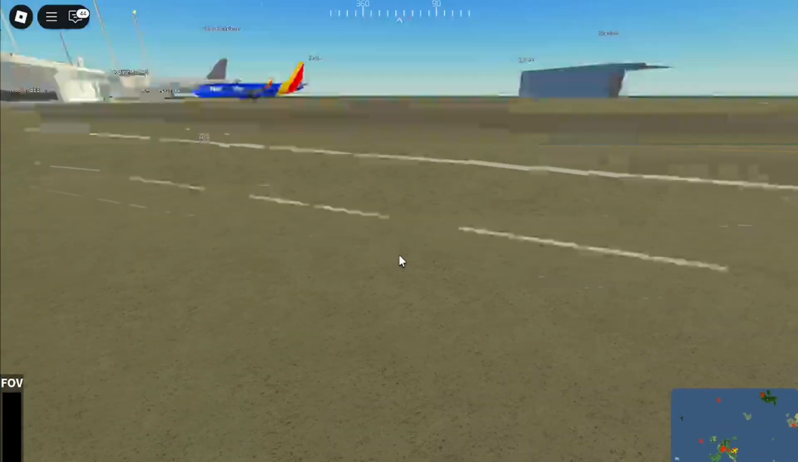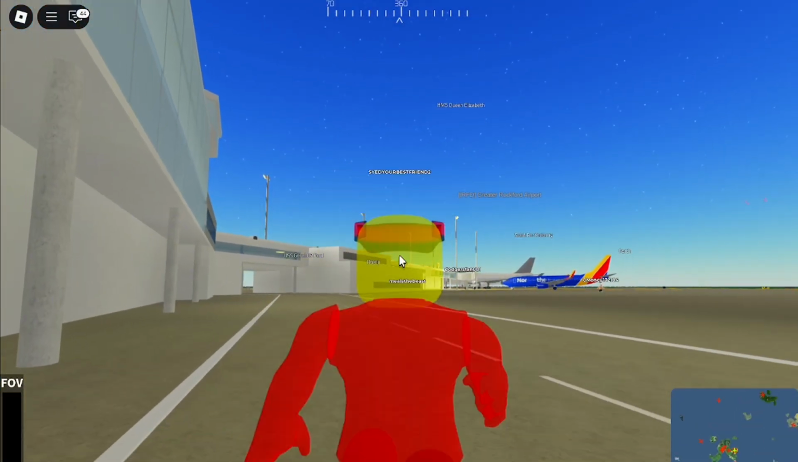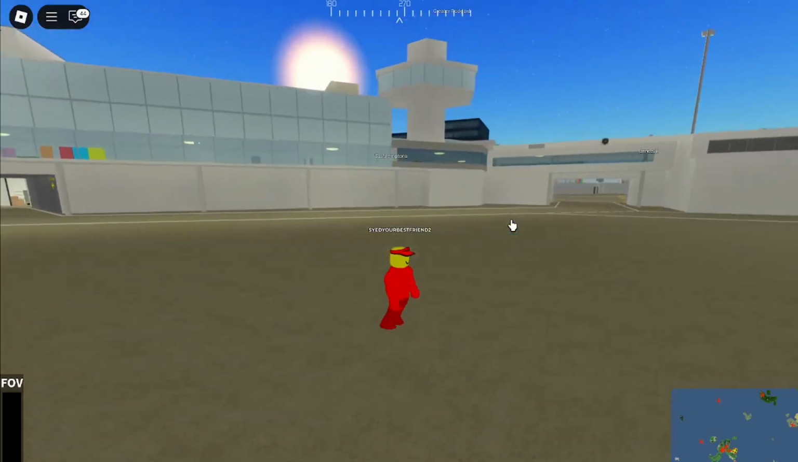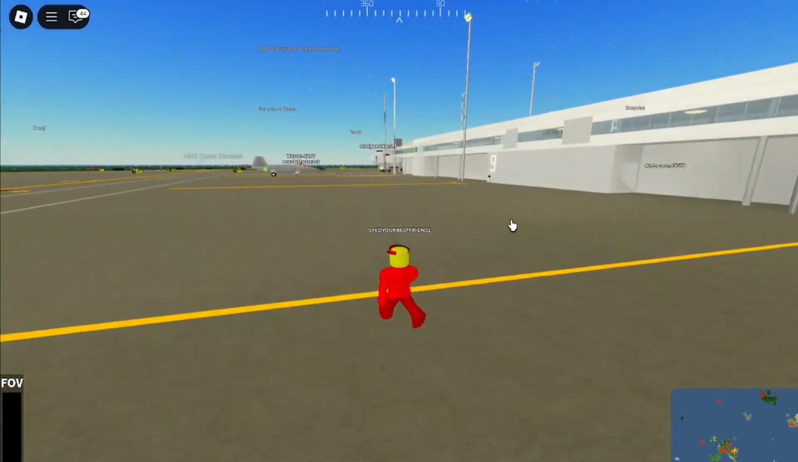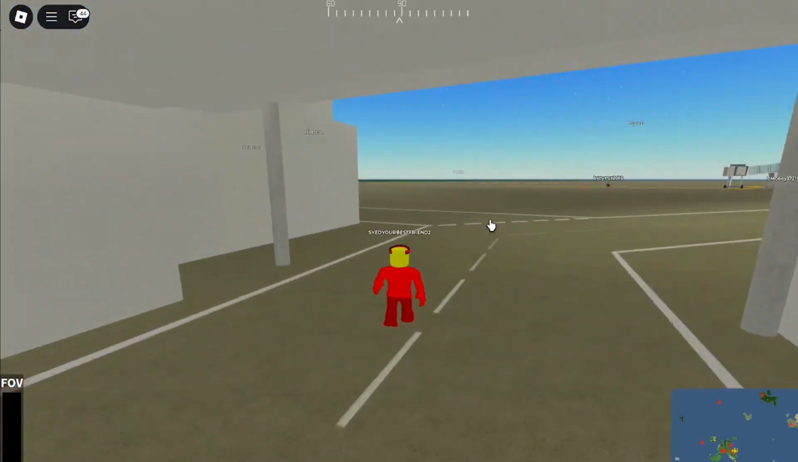So we're going to be playing a game. Shout out to Orange12345 for making this. This game is called Pilot Flight Training Simulator from Roblox. It's a very popular game, a really good game to play.